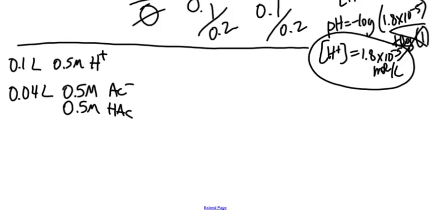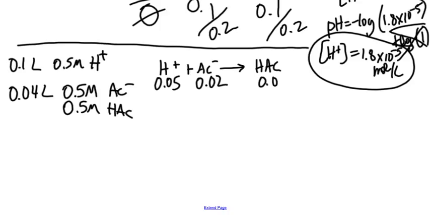Do you see how if I just write this, I'm in a lot better shape? Because now I can invade. What's my invasion equation? Goes to completion to make HAC. So I'm going to put moles in here. 0.5 molar times 0.1 is 0.05. 0.5 times 0.04, is it 0.02? And then this is also 0.02.